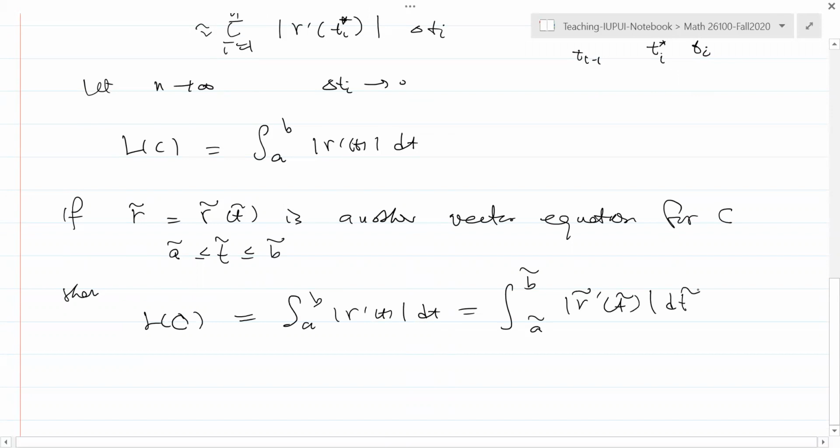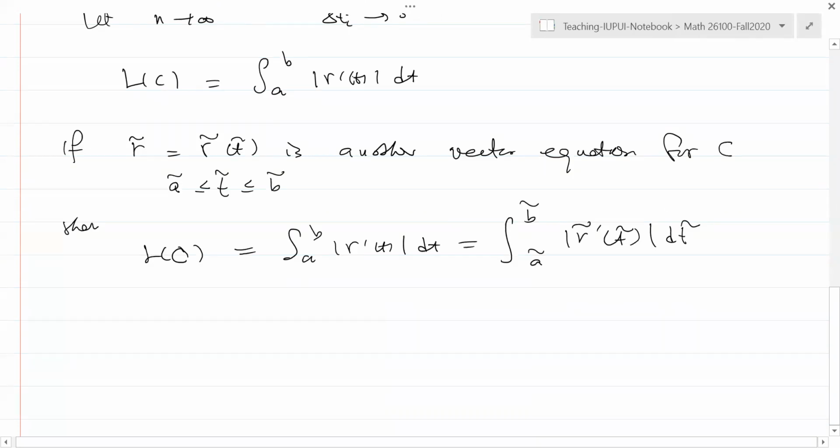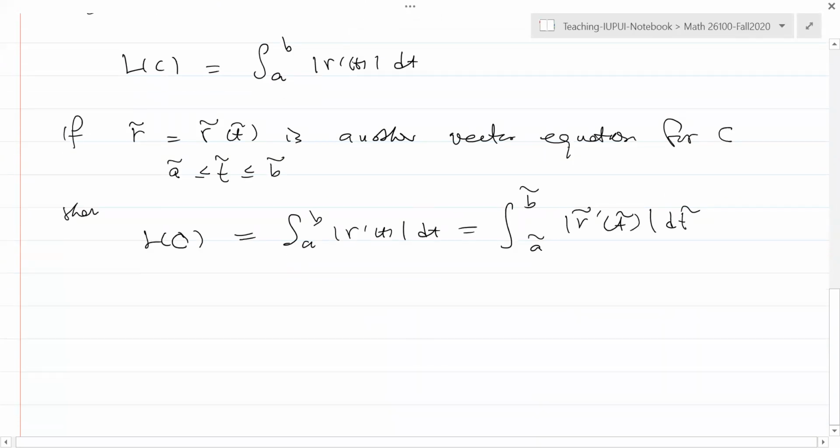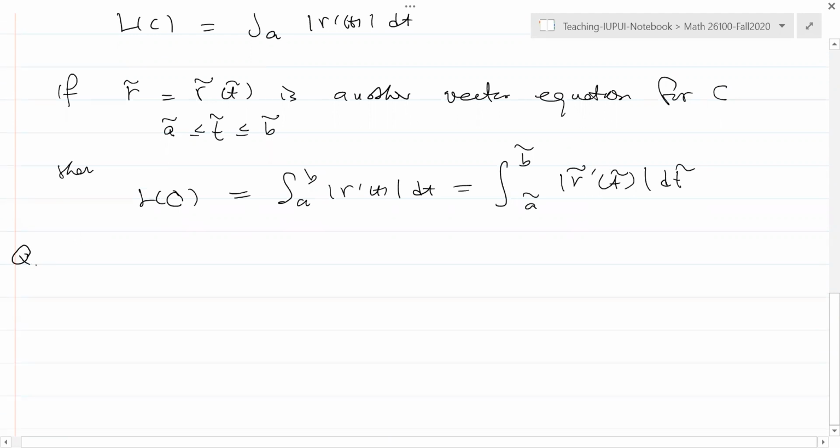So it doesn't matter what vector equation you use for the curve. The integral will be the same value. If I give you a curve and different students find a different parametrization, we call the vector equation the parametrization, and it gives you the same length. So here's an example.